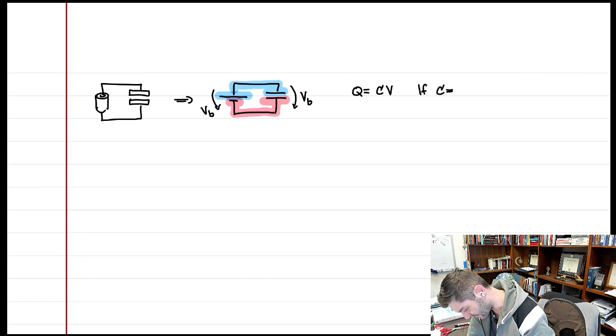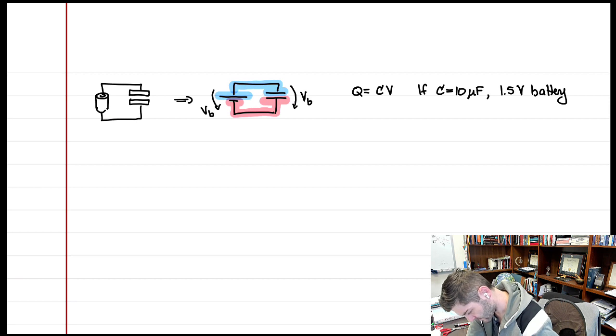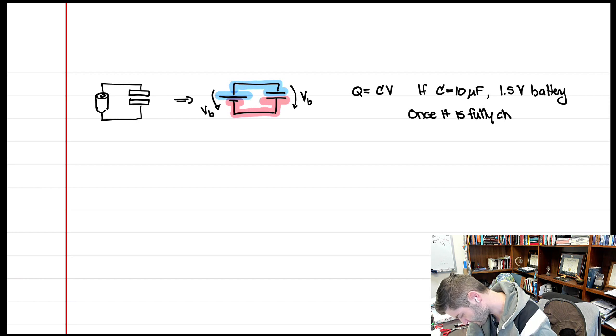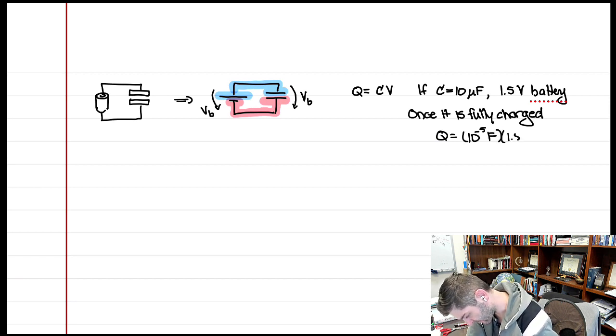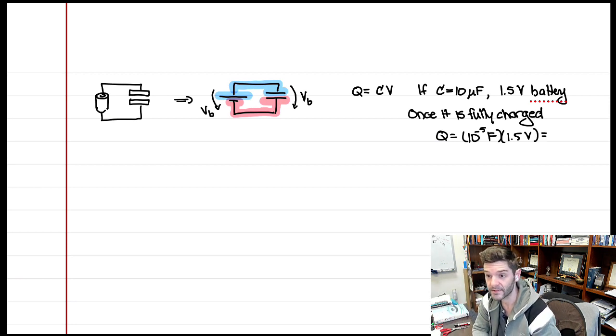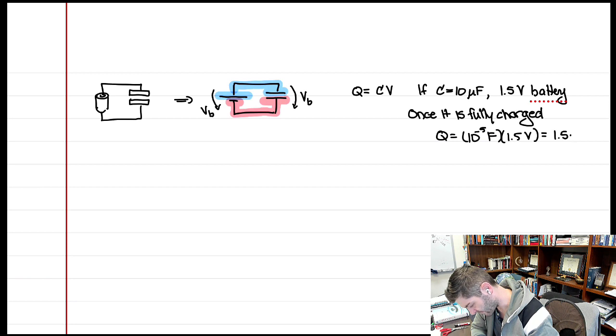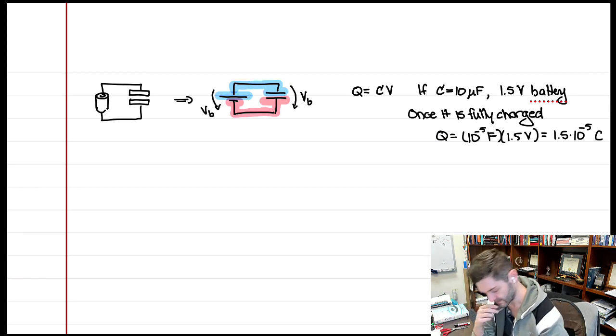If I have a capacitor that is 10 microfarads with capacitance and is connected to a 1.5 volt battery, once it is fully charged, the charge that is built up then looks like it is just 10 to the minus 5 farads, the SI unit for capacitance, times 1.5 volts, SI unit for voltage or potential difference. So then that looks like it's just 1.5 times 10 to the negative 5 coulombs.